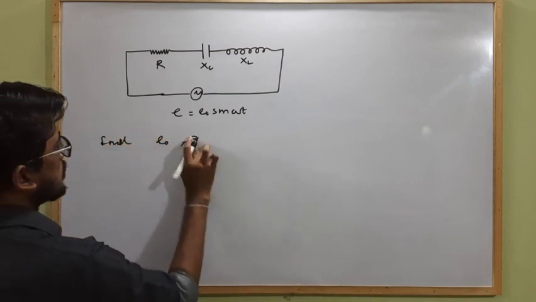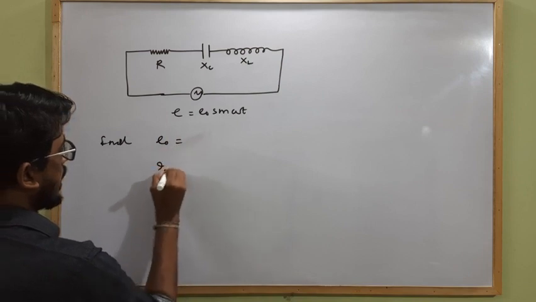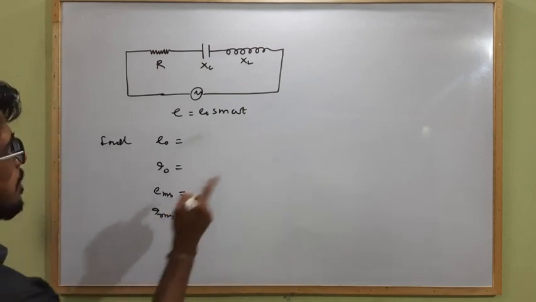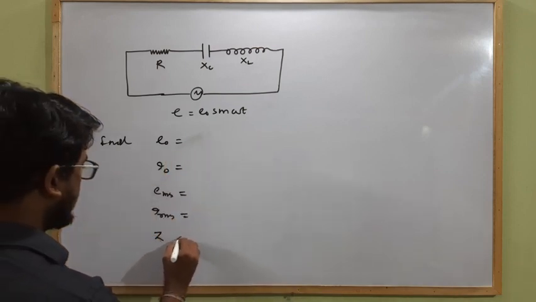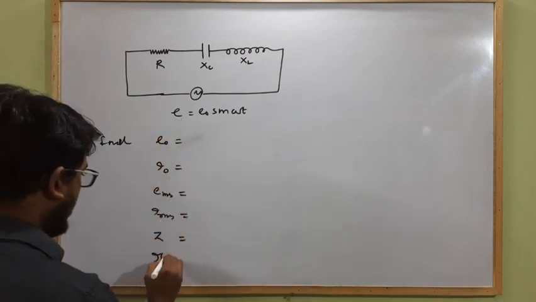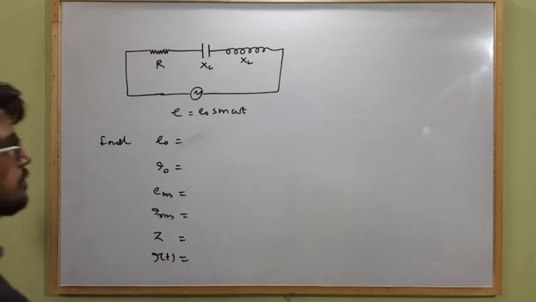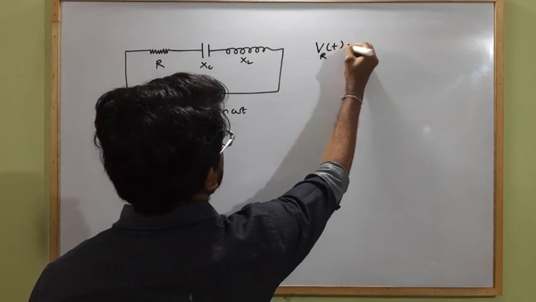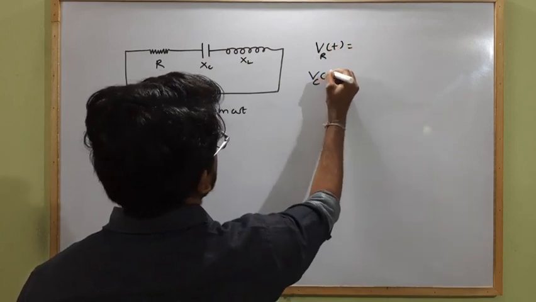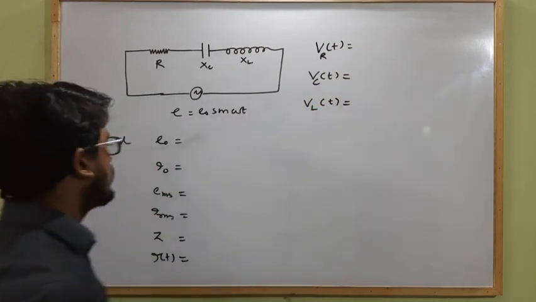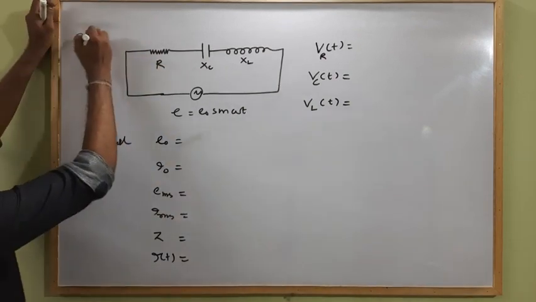E naught, I naught, ERMS, IRMS, then Z, the current as a function of time, then the potential difference across the resistor as a function of time, the potential difference across the capacitor as a function of time, and the potential difference across the inductor as a function of time. So these are the questions we have to find out from this given question.